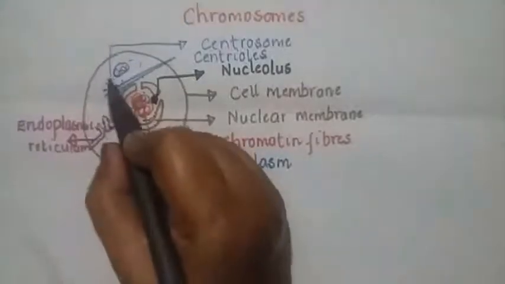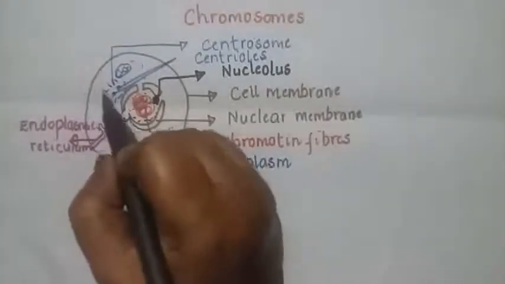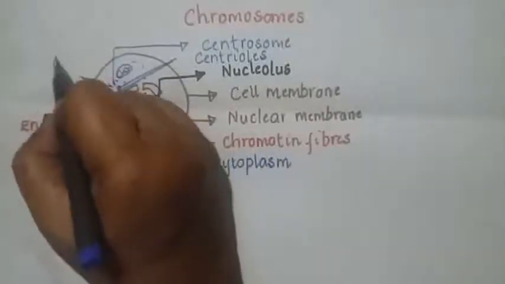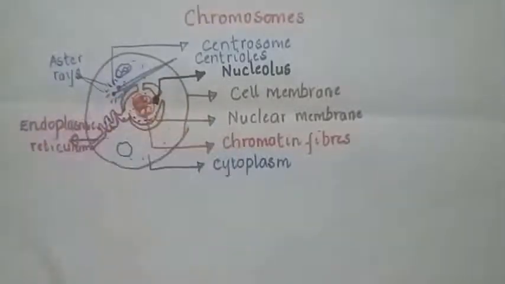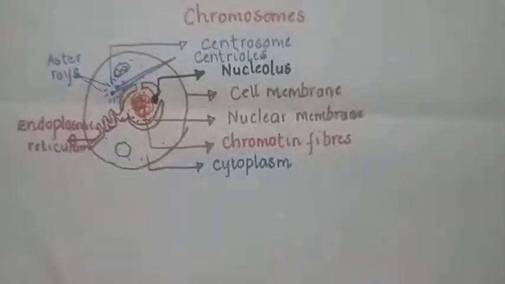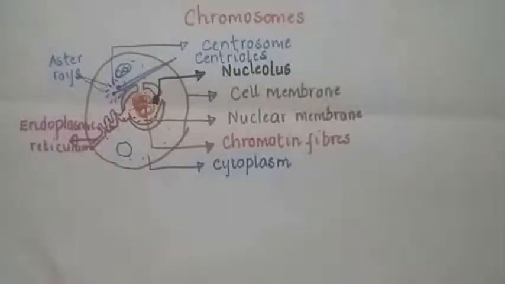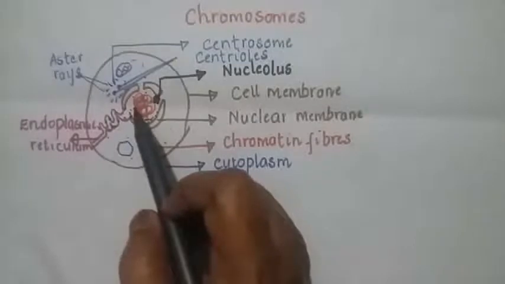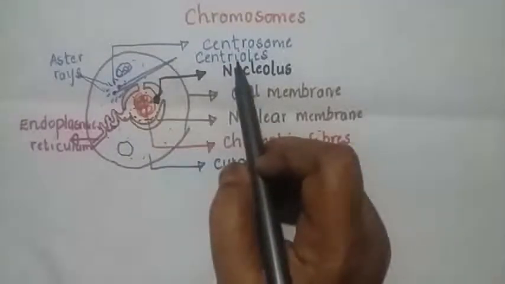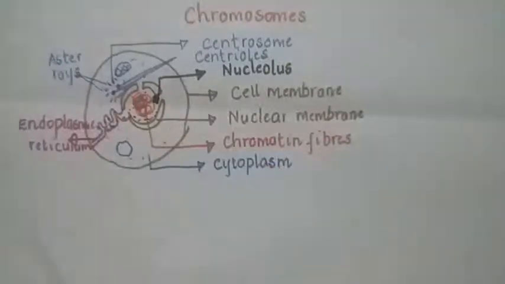which are surrounded by ray-like structures, and those ray-like structures are known as aster rays. They help in the formation of spindle fibers, which are required during cell division. Right? So in the animal cell, we find the centrosome situated very close to the nucleus, comprising two spherical bodies known as the centrioles, which are surrounded by the ray-like structures known as aster rays.